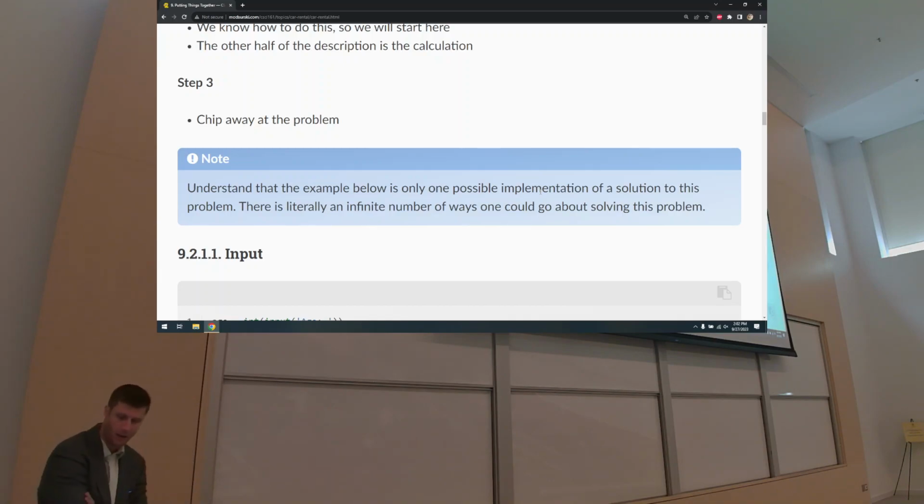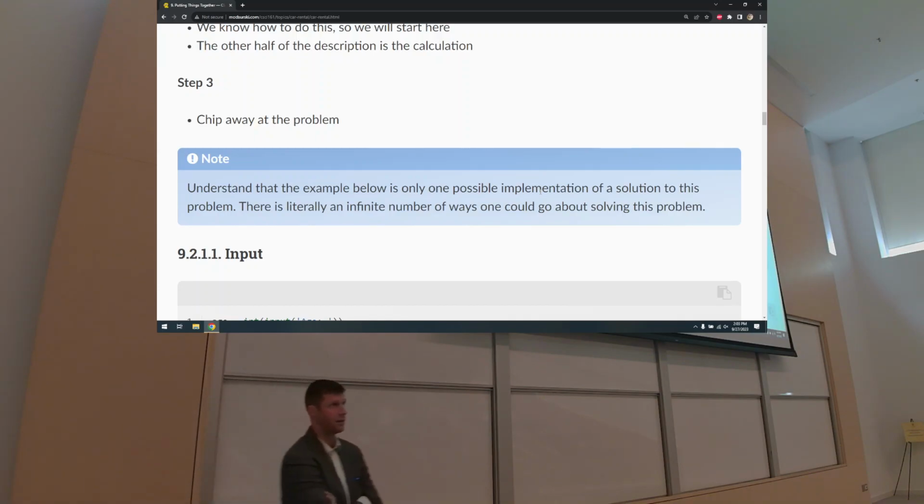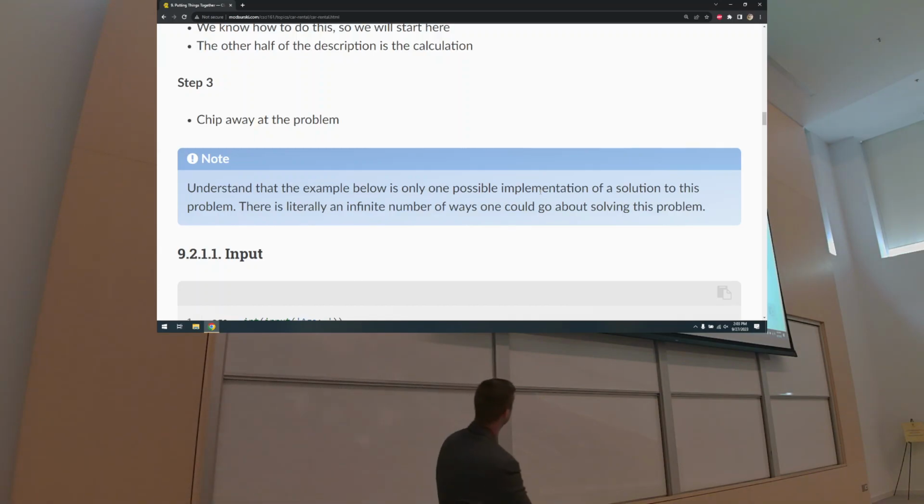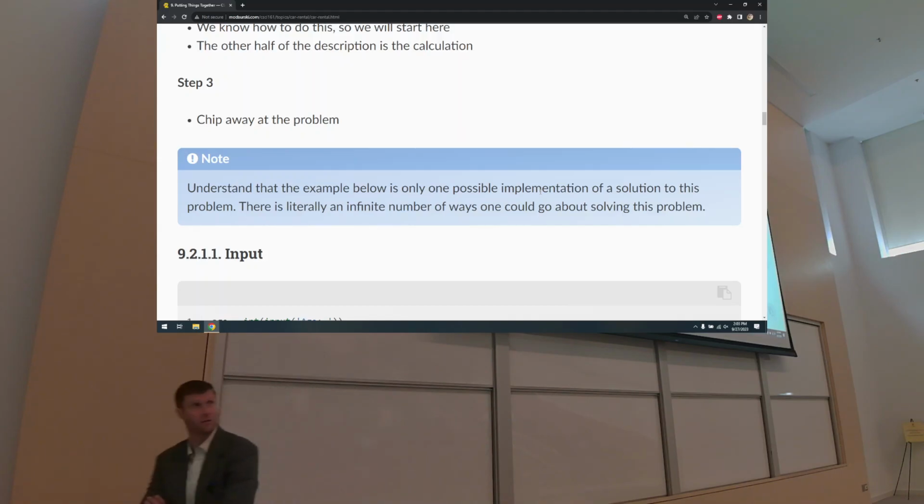But as I said already, this is just going to be one example of a working solution. There are a lot. The example solution I have here, you might not like. That's fine. You might like to do it another way. Good, that's awesome.